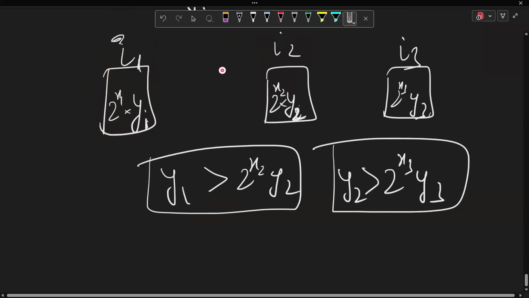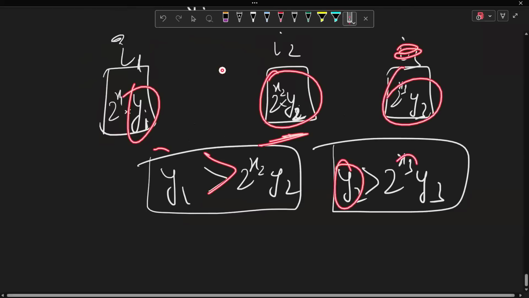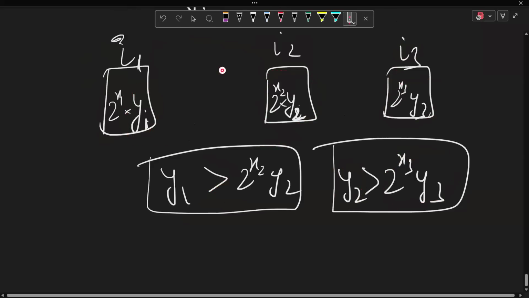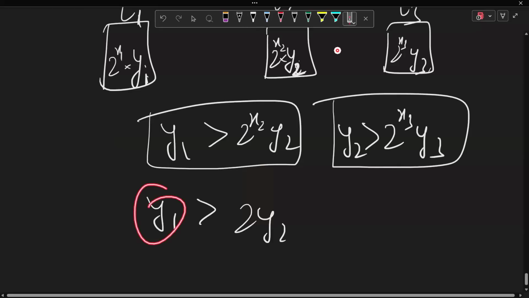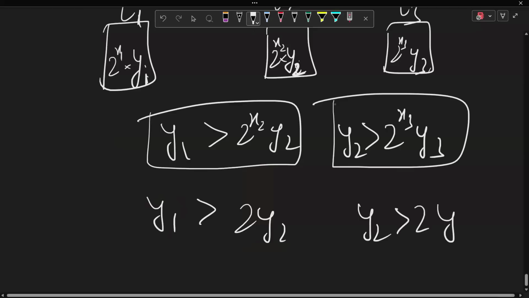But it is not transferred. So if it is not transferred, it means this y1 is greater than this. If this is not transferred, it means this y2 is greater than this whole thing. So if we look, this x2 is at least greater than or equal to 1. It means at minimum, y1 is at least greater than 2 times y2, that I can say, or more also. It can be more, but at least it is more than 2 times y2. And here also we can say y2 is at least 2 times more than y3.